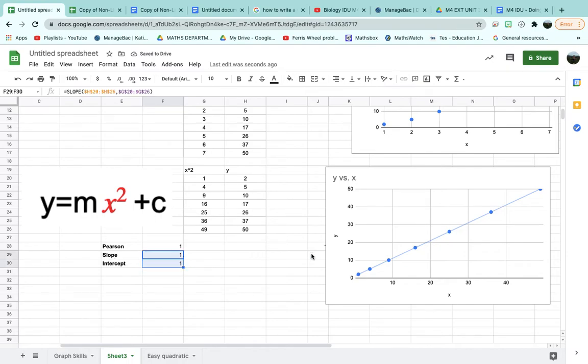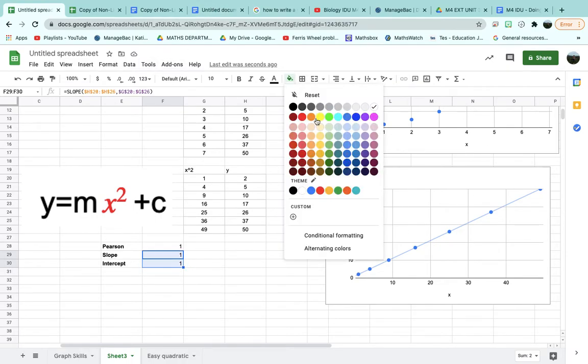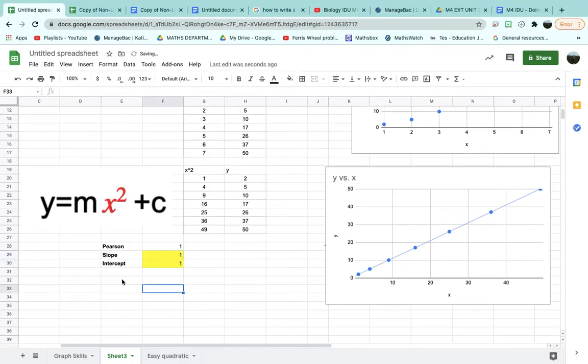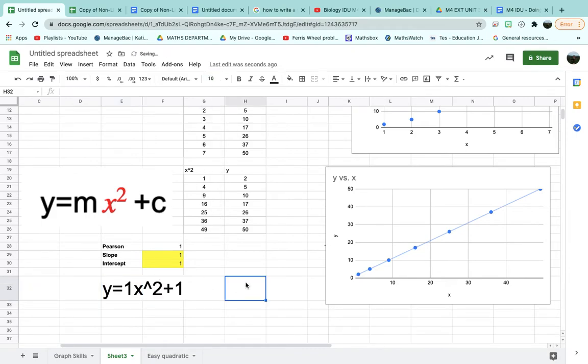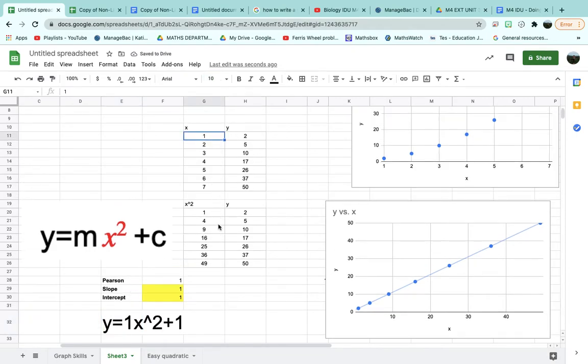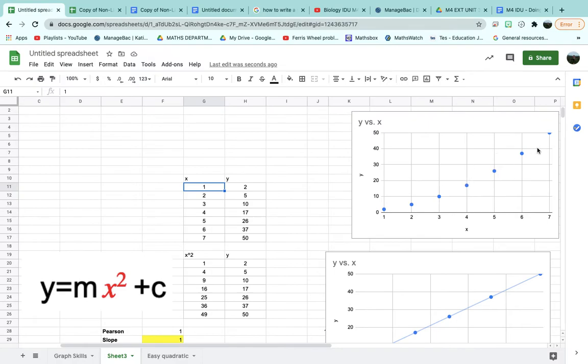Now, we can use these two bits of information to find out what our equation of our line is going to be. So we're going to have something like y equals mx plus c, where m is the gradient. The gradient is the slope. 1x squared, well, we've decided that our equation is to do with x squared, so it's going to be 1x squared plus, now the intercept is 1. So our overall equation is going to be y equals 1x squared plus 1. And the reason why we were able to discover that was because we decided that the original graph looked like a quadratic.